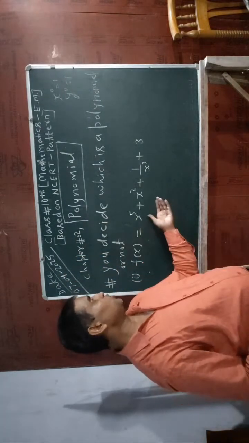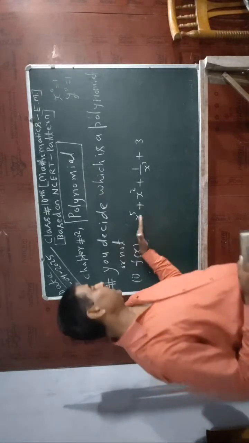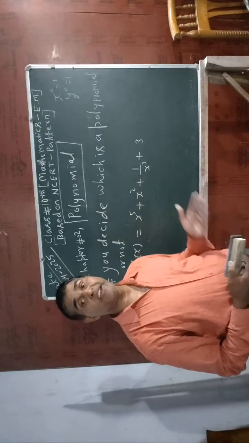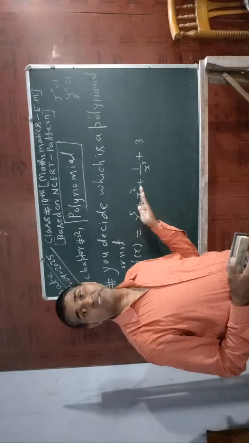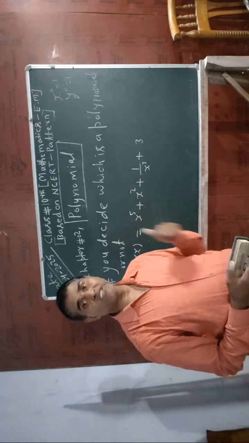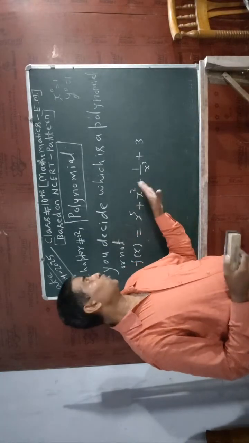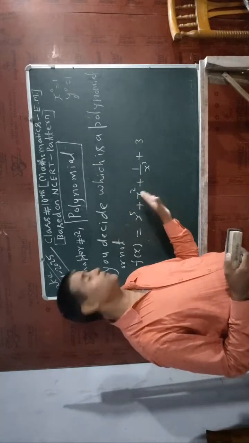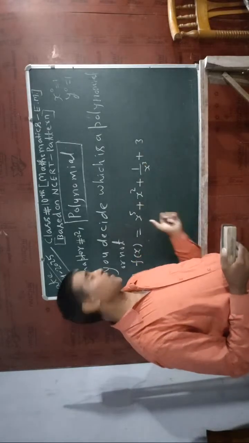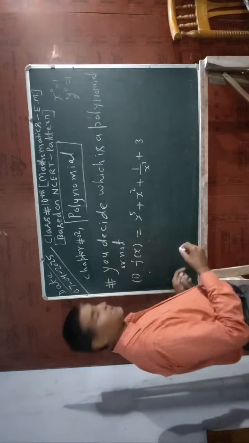To decide, you have to consider each variable in the numerator. If the variable is in the denominator, you put it in the numerator. Then you will know the power of the variable, and if the power of the variable is negative, that is not a polynomial. If the power of the variable is positive, you take the maximum power of the variable, and that is the degree of the polynomial.